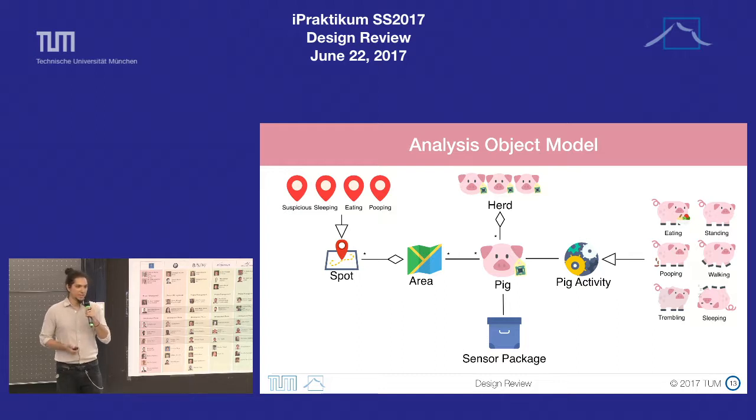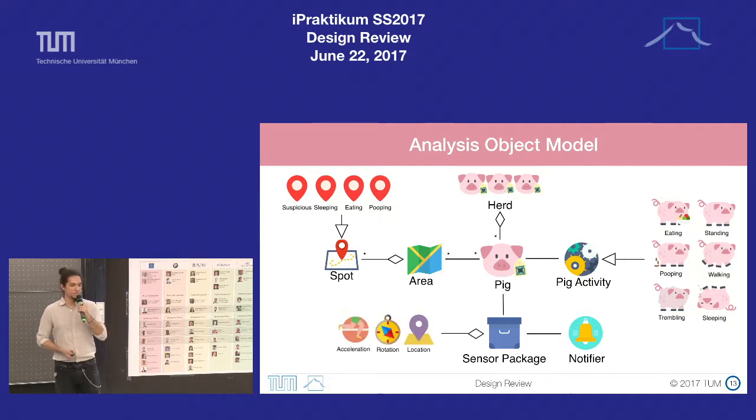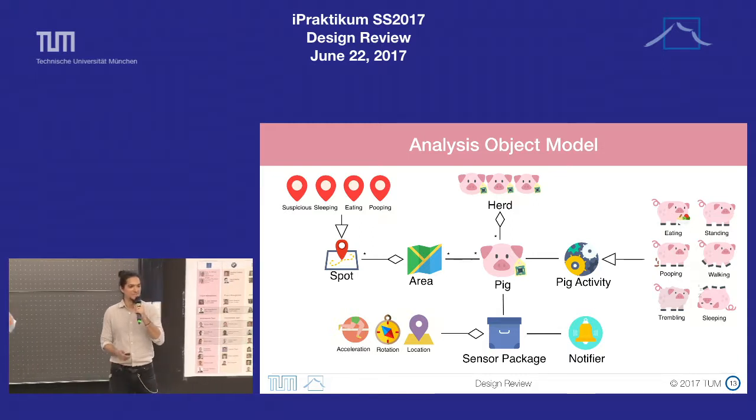So we're using this sensor package, which contains a notifier which tells the farmer what the pig is doing or when it found strange activity. And this sensor package consists of three main components: a sensor for acceleration, a sensor for rotation, and a sensor for location. And specifically, we're using an accelerometer, a gyroscope, and a GPS. And I will now pass along the microphone to my colleague, Martin Frank, who will explain the system design for you. Thank you.